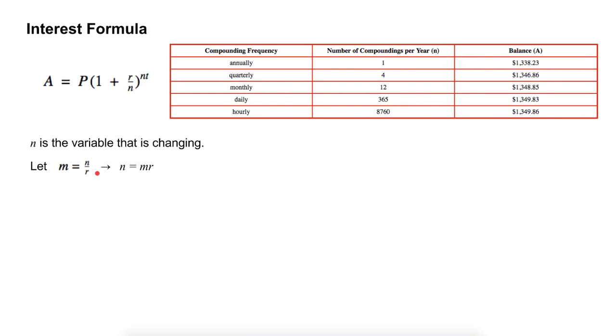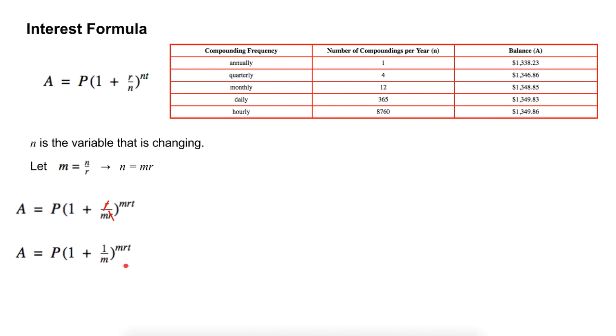So if M is equal to N over R, that means that N is equal to M times R. So what we're going to do is go up here and replace N with M times R. So that gives us A equals P times 1 plus, we had R over N, but now we have R over M times R. We're replacing it, and instead of N times T, we have MR times T. So let's simplify a little bit. We can cancel out those R's, right? So we're left with A is equal to P times 1 plus 1 over M to the MRT.